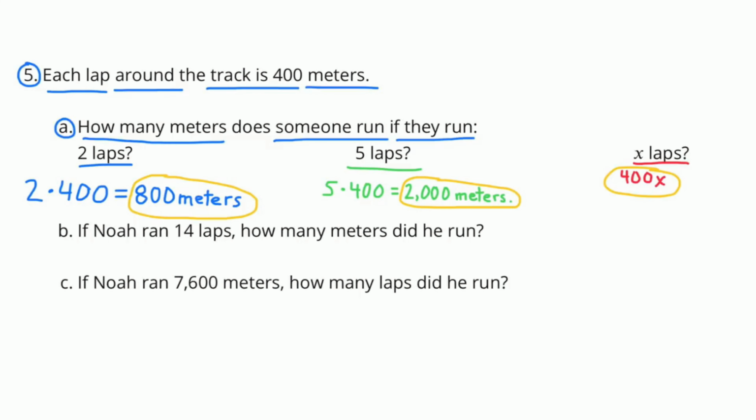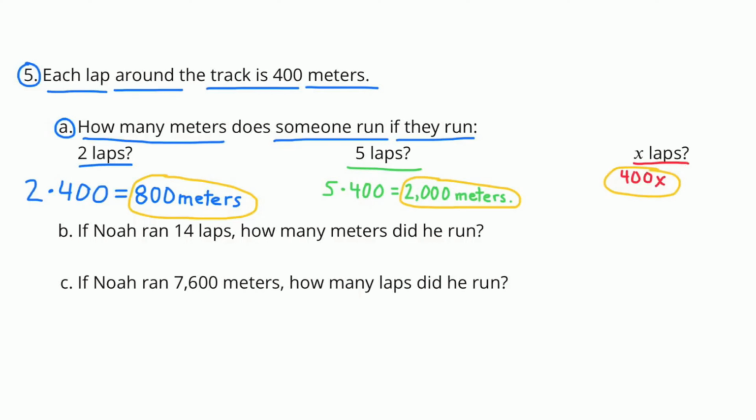Number 5. Each lap around the track is 400 meters. A. How many meters does someone run if they run 2 laps? Well, if one lap around the track is 400 meters and they run 2 laps, that would be 2 laps times 400 meters, or 800 meters.